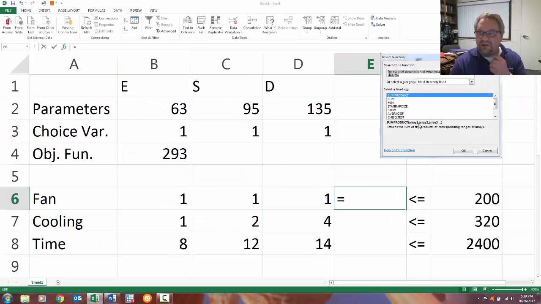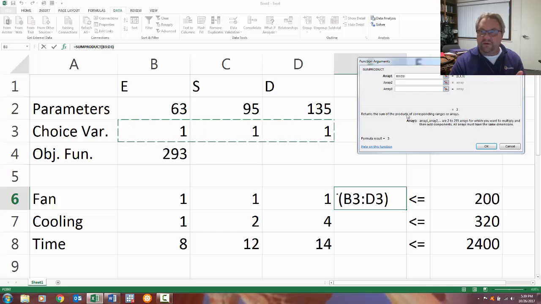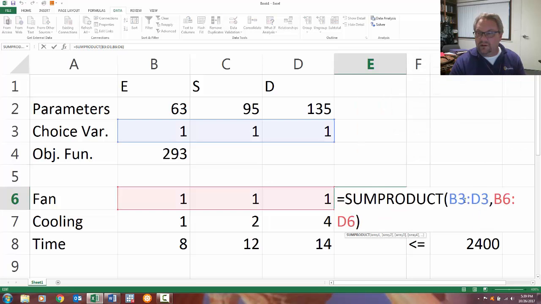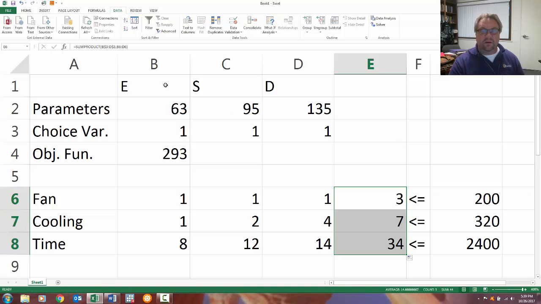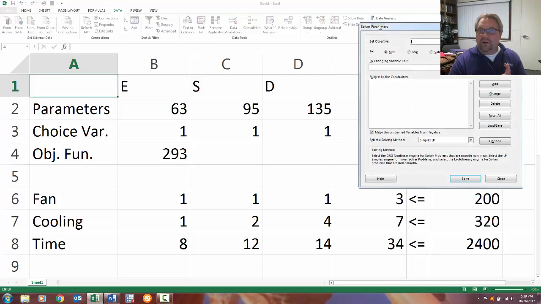All right, so what do my constraints equal based on my choice variables? I get my sum product function, choice variables, and parameters of the constraints, anchor, copy down. All right, now I am ready to solve this problem.